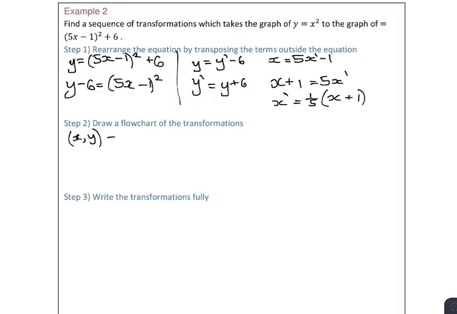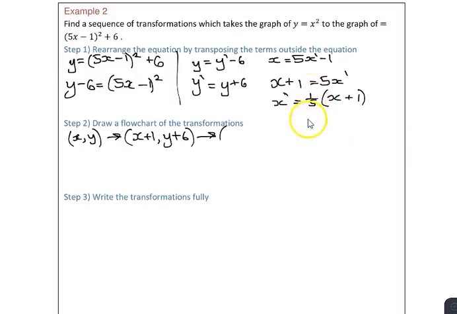Now we're up to the flowchart. So we're looking at these two parts here. That's my y value, this is my x. The first thing I've done on both of these is to do a translation. So 1 unit right and 6 units up. So x plus 1 and y plus 6.